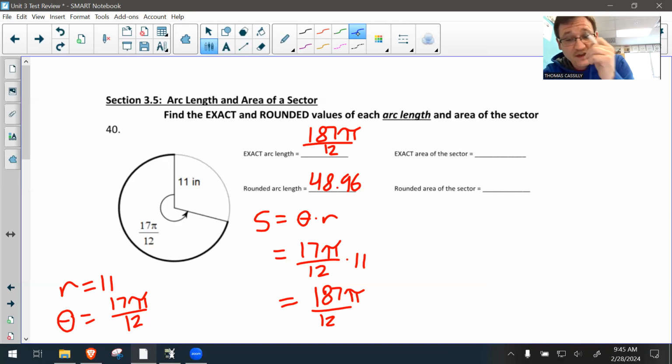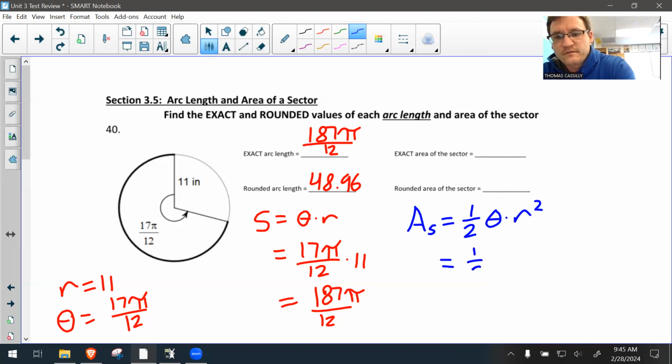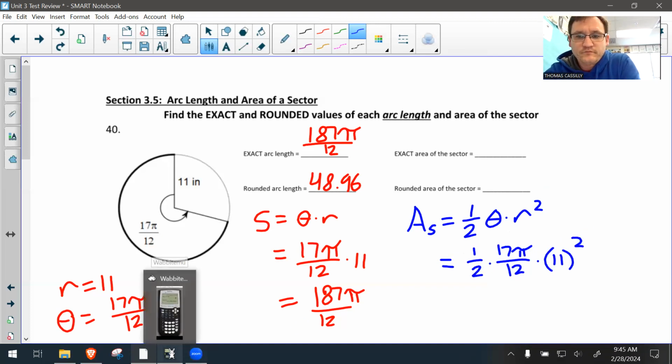All right, so the area of the sector, now, I'm going to say A, area of sector, equals 1/2 times theta times the radius squared. That's going to give me 1/2 times 17 pi over 12 times the radius squared. That is 11 squared. All right, so there's a lot going on here. So let's do this.